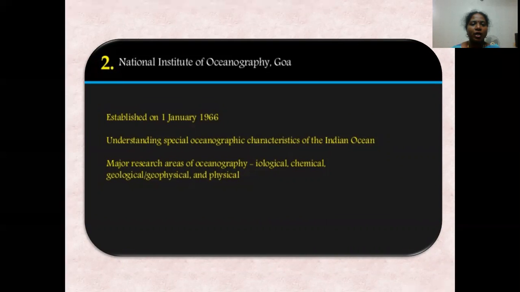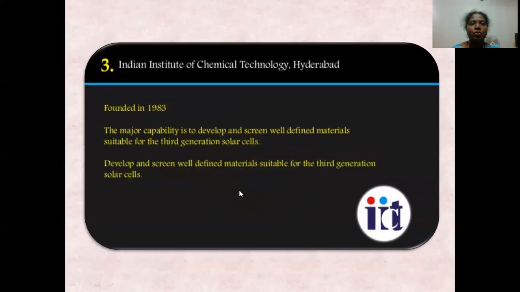It was established on Jan 1st, 1966, understanding special oceanographic characters of the Indian Ocean. Major research areas are chemical, geological, and geophysical. Indian Institute of Chemical Technology, Hyderabad, founded in 1983. Aim is to develop and screen well-defined materials suitable for third generation solar cells.